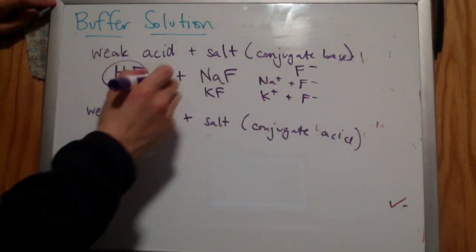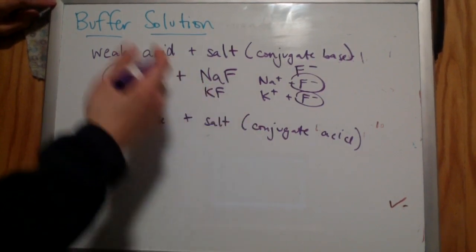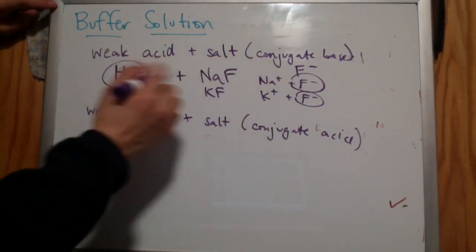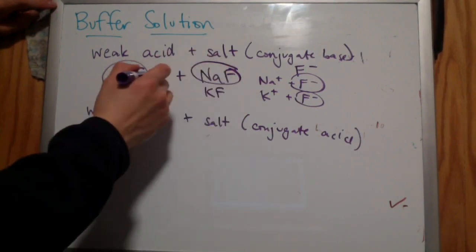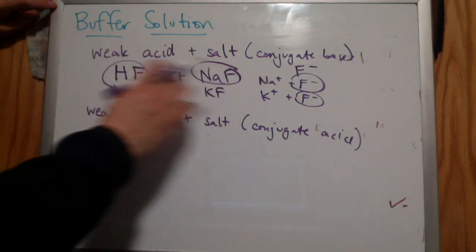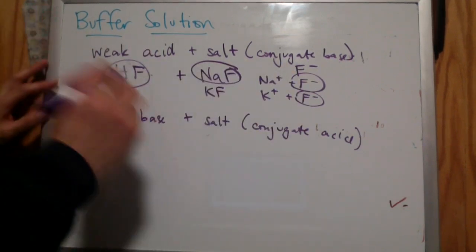So the presence of the weak acid and its conjugate base would make a buffer solution, as long as you had initial concentrations of both of those. And the salt would dissociate. So if you had HF and NaF, or HF and KF, for example, then you would have HF and F minus, and then that would be a buffer solution.